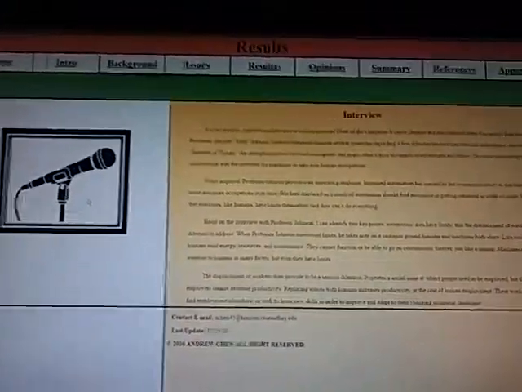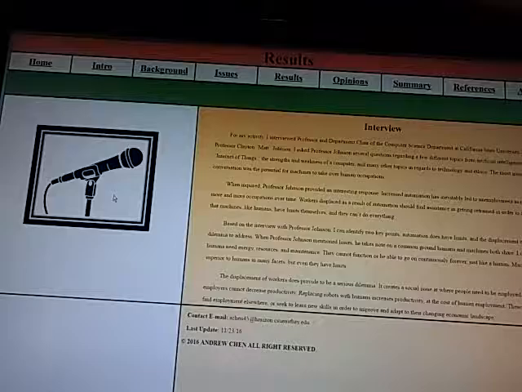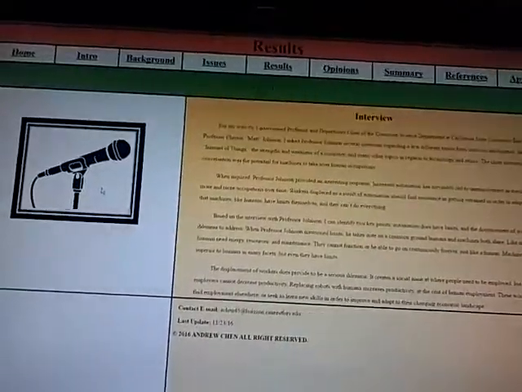Machines are superior to humans in many facets, but even they have limits. The displacement of workers proves to be a serious dilemma. It creates a social issue where people need to be employed, but their former workers cannot decrease productivity. Replacing humans with robots increases productivity at the cost of human employment. These workers need to find employment elsewhere or seek to learn new skills in order to improve and adapt to their changing economic landscape.